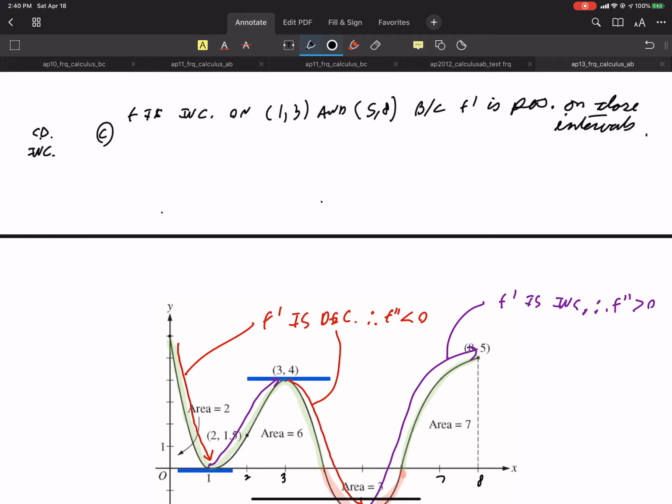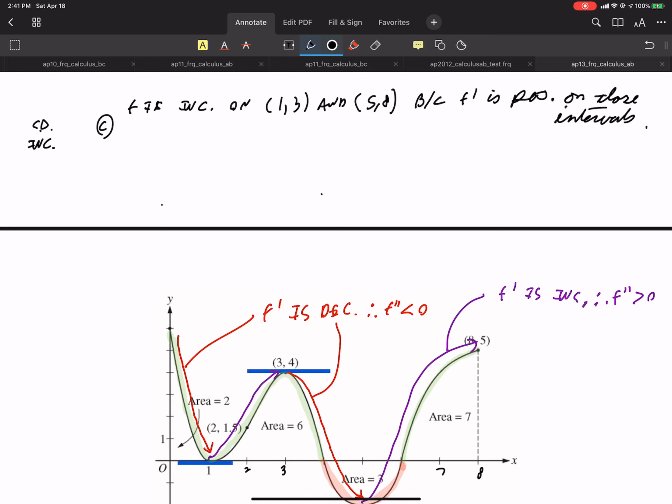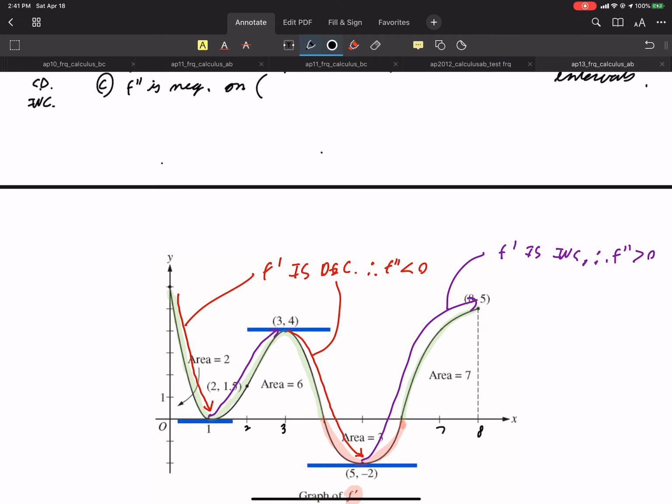Now we need concave down. That's going to be on the red sections, solid red. So to get concave down, first we need the second derivative negative. So we're going to say f double prime is negative on which intervals? 0 to 1 and 3 to 5. Whoa, dyslexia.